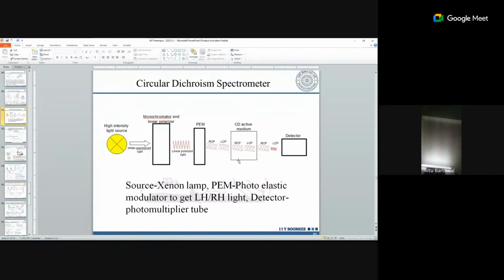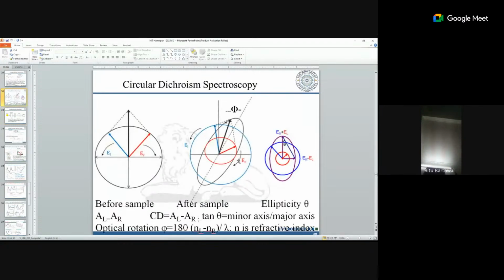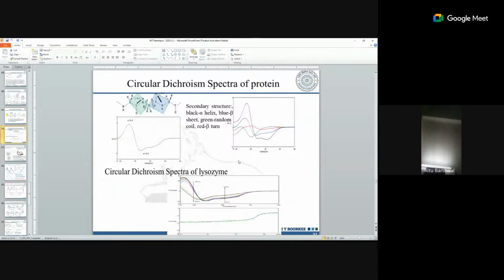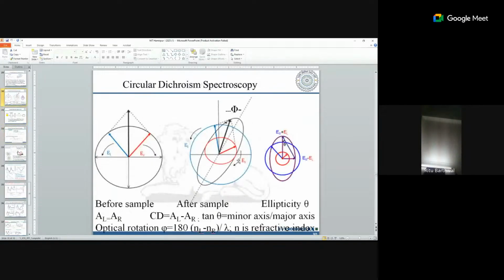So what is CD spectra? Circular dichroism spectra. CD spectra is actually nothing but OD or absorption. I will use the word OD, or somewhere in my equation A. Capital A is what we use for absorbance. So it is basically AL minus AR, which means absorbance of LH light and absorbance of RH light, they are different. Why? Because we have asymmetry in molecules. CD spectra arises only and only from this.